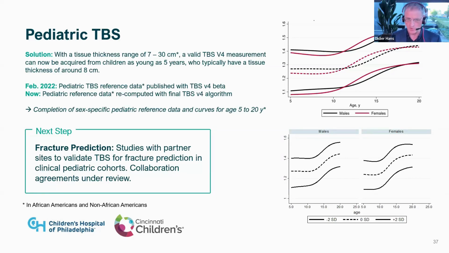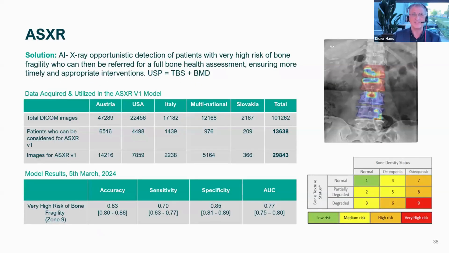And as you can see, we've already been working with Children's Hospital of Philadelphia and Cincinnati. The first validation was published a while ago, but the newest version has been used, and an update of that publication will be done soon, demonstrating also the use of TBS in children. The next step will be to do some fracture prediction with different cohorts that have already been identified.